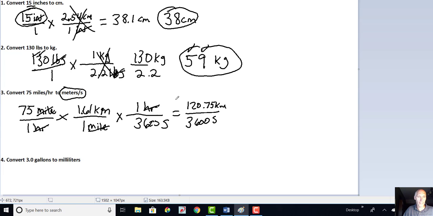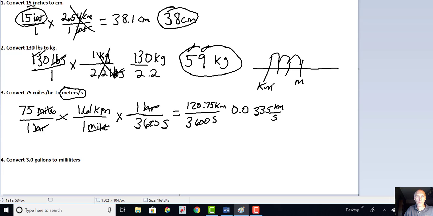Once again, you don't want to leave it like that. You're going to divide it out, and you get 0.0335 kilometers per second. All right, now you can use your metric loop chart, which you know already, that's on the previous video. If this is meter, there's kilometer. Okay, if I want to go from kilometer to meter, I'm going to go 1, 2, 3 loops to the right. So I go 1, 2, 3 loops to the right.